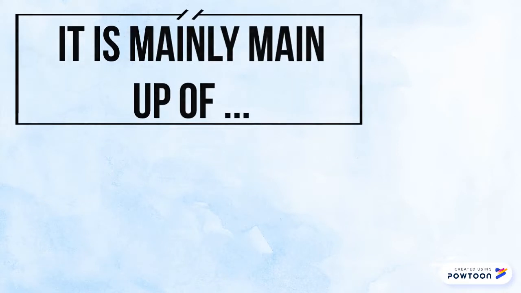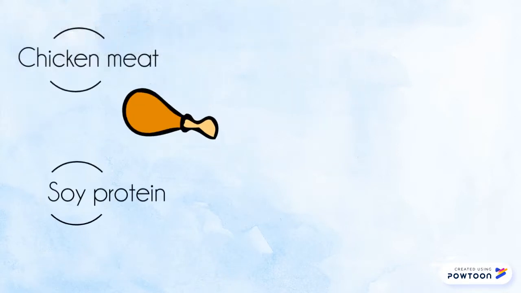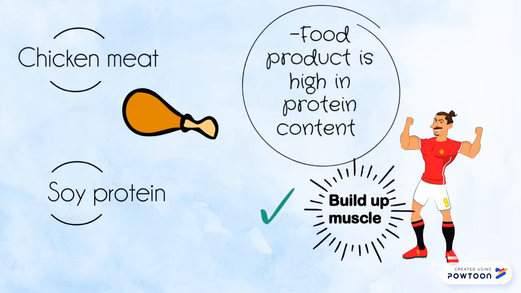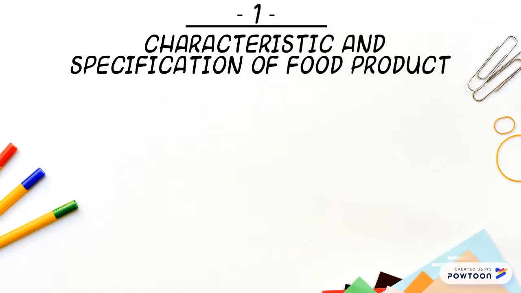This food product is mainly made out of chicken meat and soy protein, hence it is high in protein content and it can help to build up muscle. Next, I'm going to introduce the characteristics and specification of our food product.